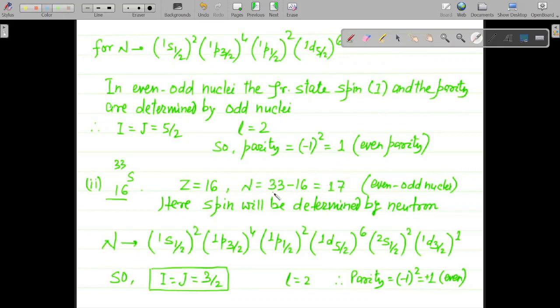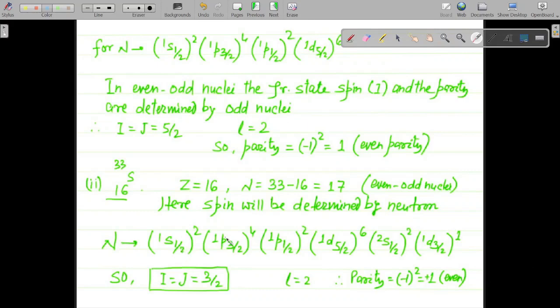This is the number of neutrons. So write the nuclear configuration with respect to neutron now: 1s 1/2 2, 1p 3/2 4, 1p 1/2 2, 1d 5/2 6, 2s 1/2 2, 1d 3/2 1. This will be the nuclear configuration with respect to neutron.